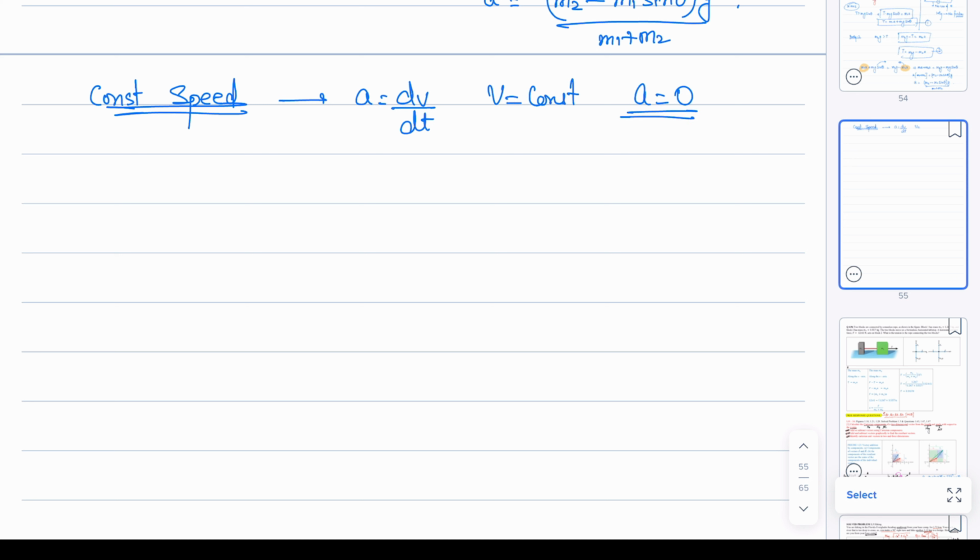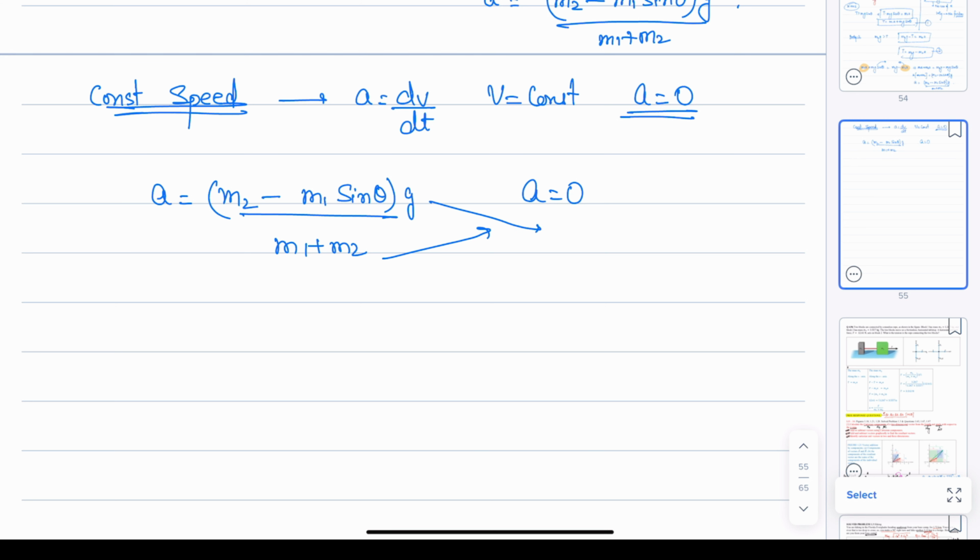So what is the keyword here, guys? Keyword is constant speed. If the velocity or speed is constant, so can I say A is equal to dv by dt? So v is constant, then acceleration is equal to 0. We have the value A equals (M2 minus M1 sine theta) multiplied by g, divided by (M1 plus M2). Acceleration is 0. So what will happen? This will go this side, this will go this side, 0.